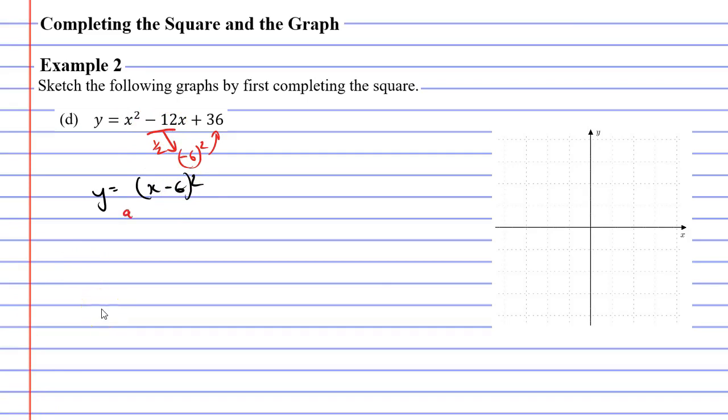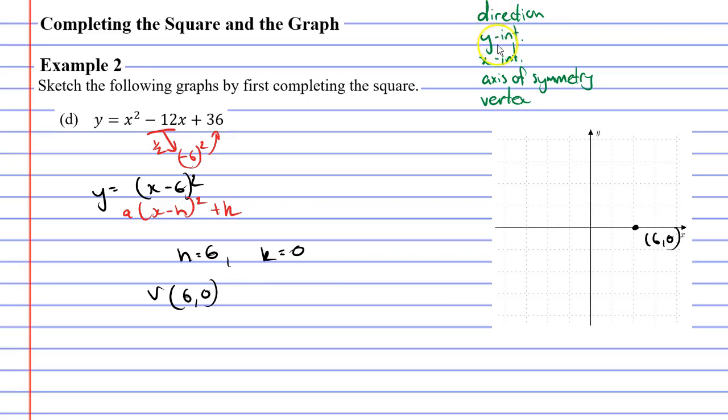So our function is in the form a(x minus h) squared plus k. We can see that h equals 6. But what does k equal? There's nothing being added here, which actually means we're technically adding 0. So k equals 0. That means our vertex must be the point 6, 0. On our Cartesian plane here, we'll label that point as 6, 0.